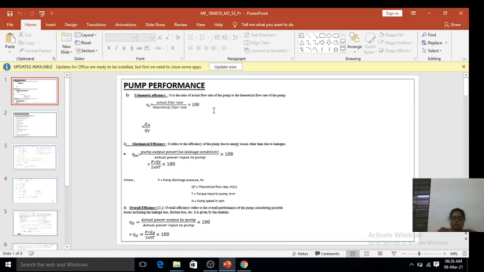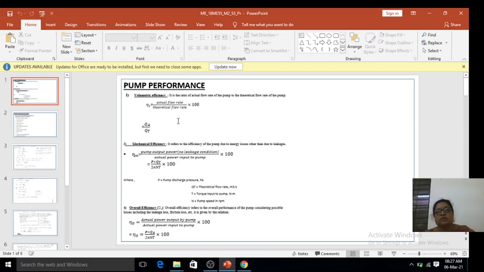Any device's performance can be measured with the help of its efficiency. Similarly, in the case of pumps, the pump performance can be measured with the help of efficiencies. There are three parameters to measure the performance characteristics of a pump. And one such is the volumetric efficiency.